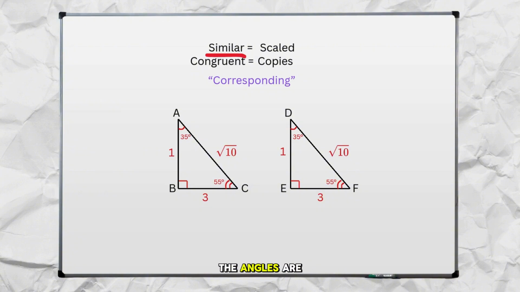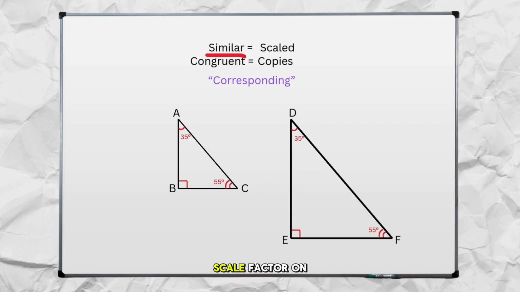Now let's go ahead and think about if they are similar. In this case, the angles are still the same. Corresponding angles of similar triangles are still the same, but triangle DEF may be twice as big. Maybe there's a scale factor on DEF, and DEF is twice as big. Now in this case, all the ratios would be the same.